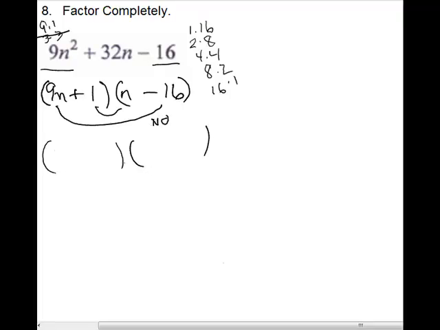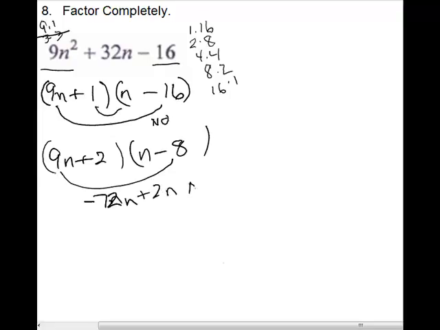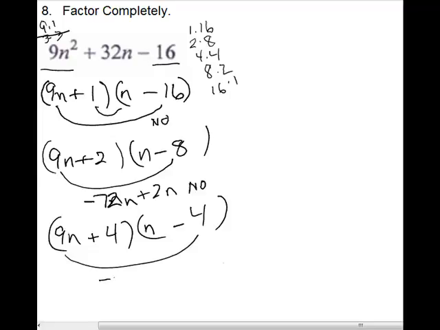And so then we'll go to 2 and 8. 9 times 8 is 72, plus 2n. That's still not getting down to 32. So that one doesn't work. We'll try 9n, and we'll try the 4's. Minus 36n plus 4n gives us a minus 32n. Almost works, right? And you can fix it from here.